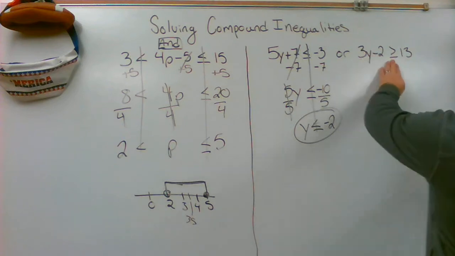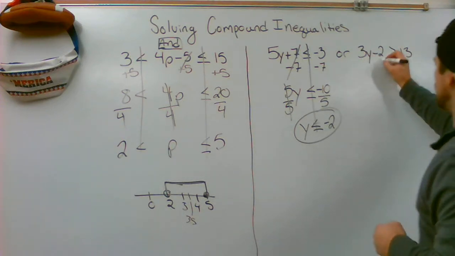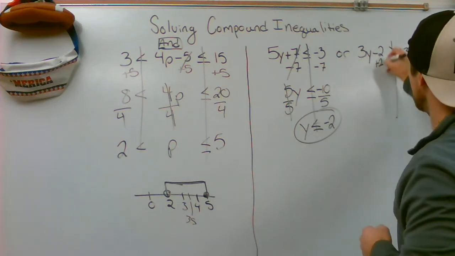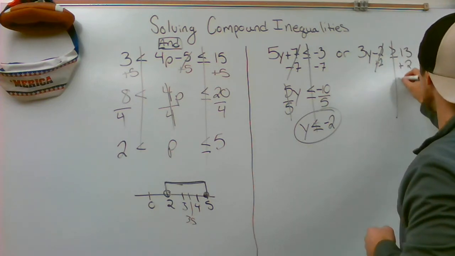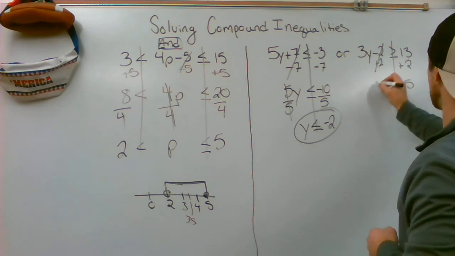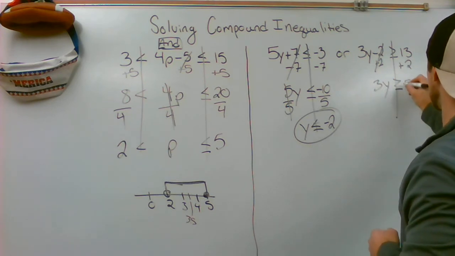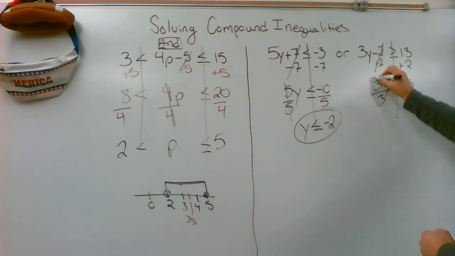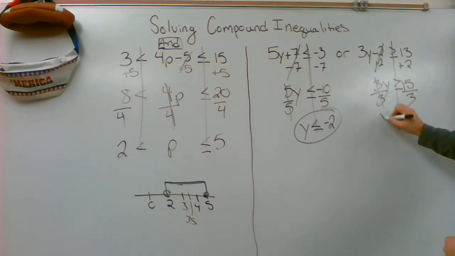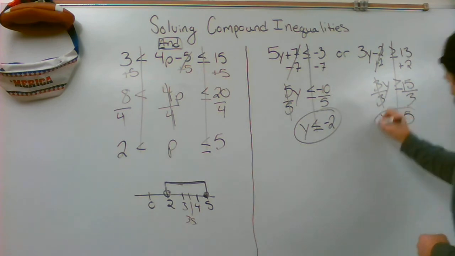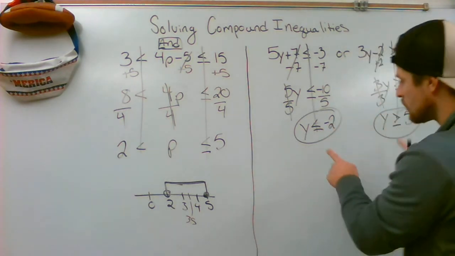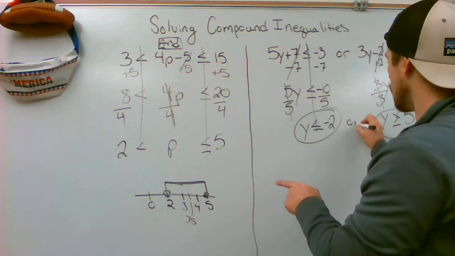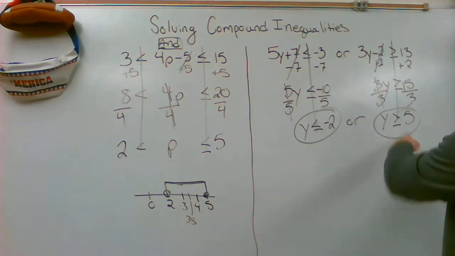3y minus 2 is greater than or equal to 13. I'm going to add 2, cancel, add 2. Now I have 15. 3y, divide by 3, cancels, divide by 3. Y is greater than or equal to 5. Circle it. Y is less than or equal to negative 2 or greater than or equal to 5.